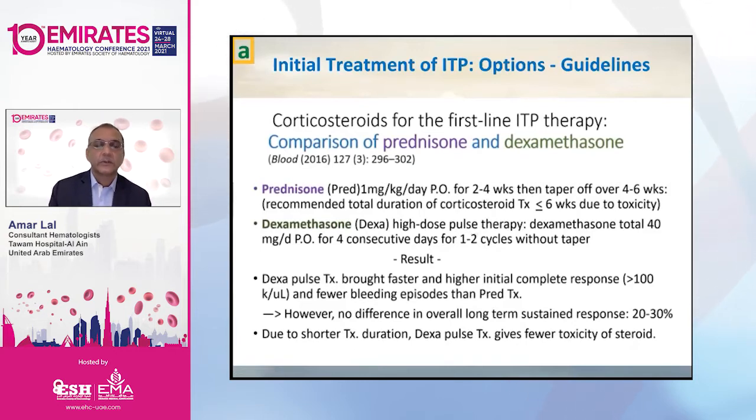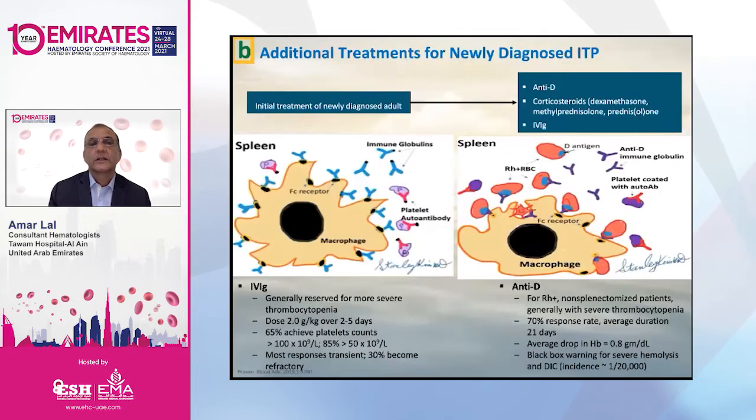Otherwise, they are both good. Now, additional treatment if you need, along with the steroid. There are two other options, which are called rapid response, with the IVIG. If you give IVIG, it's called rapid response, especially for patients who are bleeding or admitted.